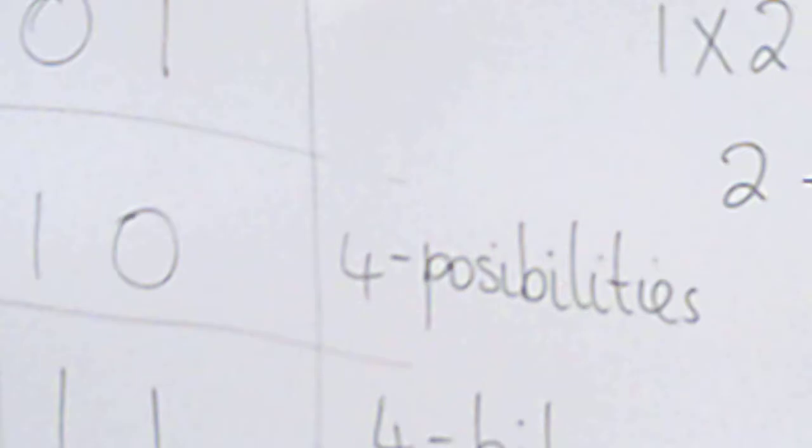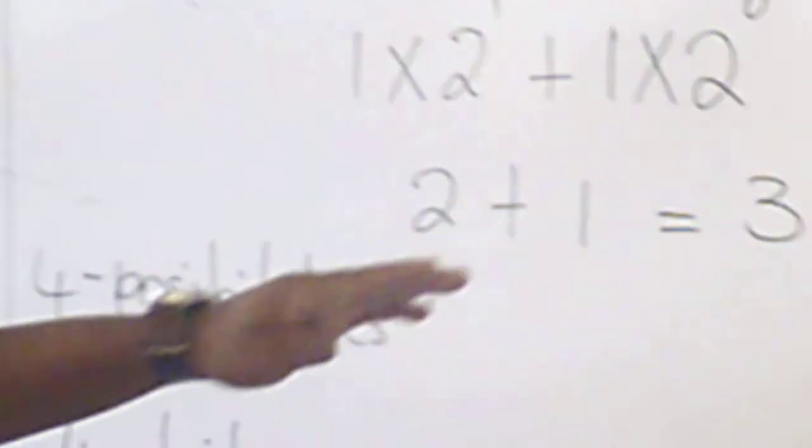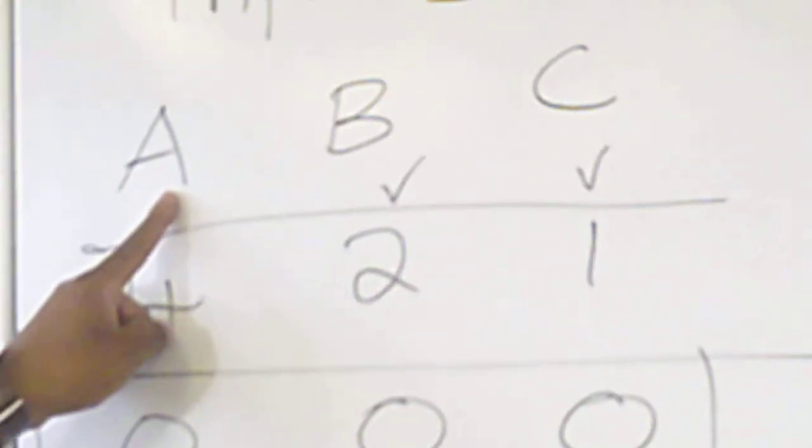Now that you know how to read using the binary, from 0 to 7, it's an 8 bit. From 0 to 3, it's a 4 bit. The only difference is that here I have 2 inputs, here I have 3 inputs.